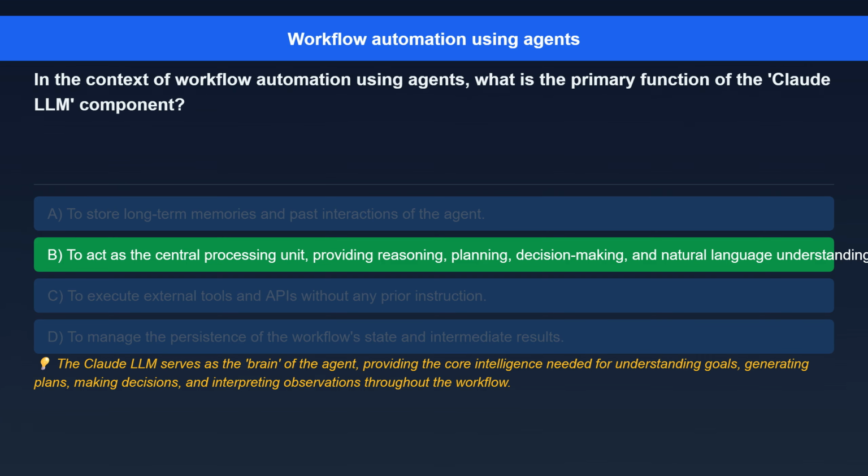The correct answer is to act as the central processing unit, providing reasoning, planning, decision-making, and natural language understanding for the agent. Here's the explanation. The Claude LLM serves as the brain of the agent, providing the core intelligence needed for understanding goals, generating plans, making decisions, and interpreting observations throughout the workflow.